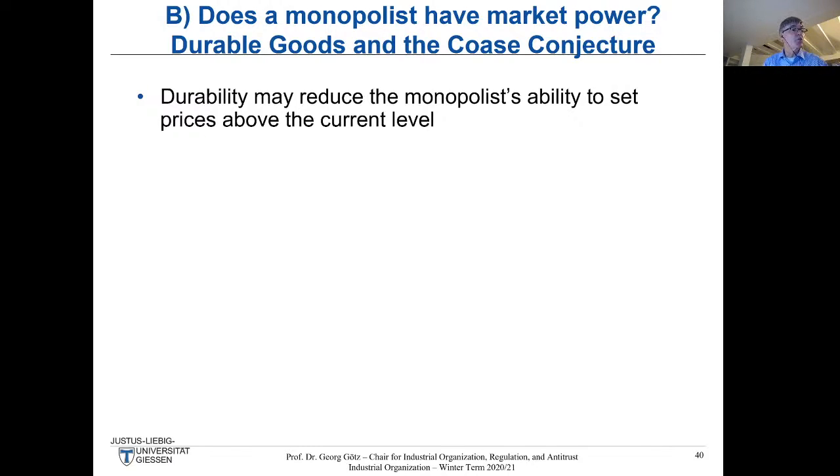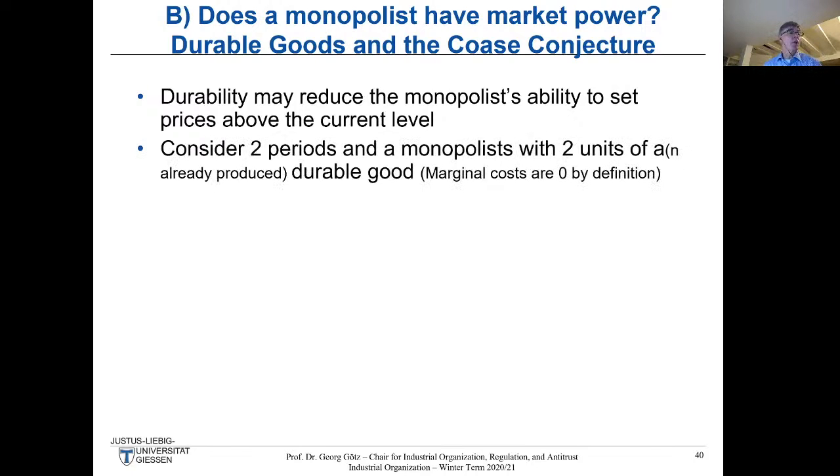And that's actually the Coase conjecture: due to the fact that you have durability, you make your own product your own most important competitor in dynamic terms. Okay, complicated. That's why I try to explain it to you by means of a simple example with only 2 periods, only 2 types of consumers, and 2 units of a durable good. Then we get back to that if it's not clear.